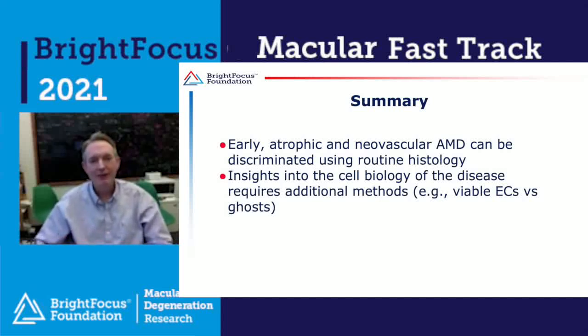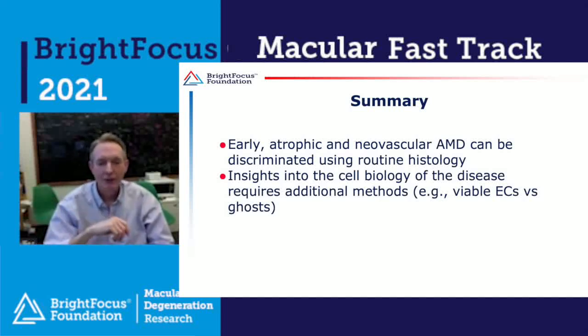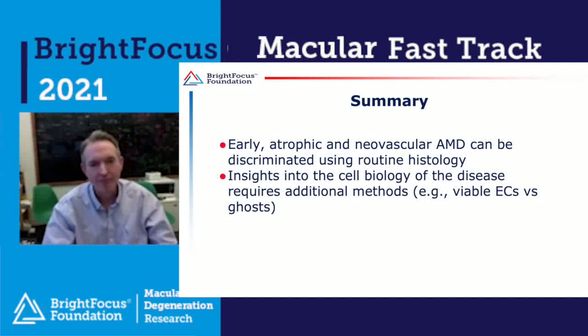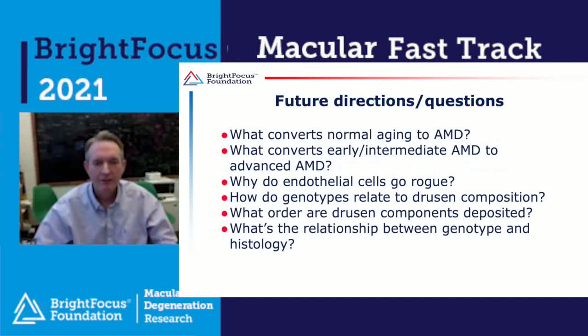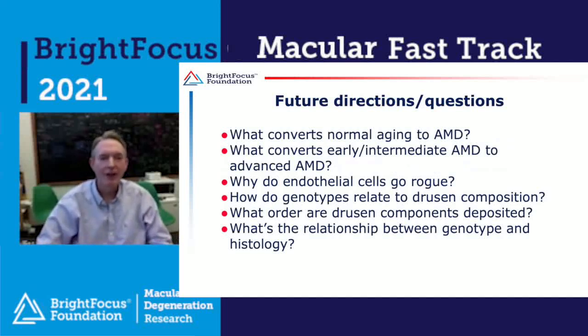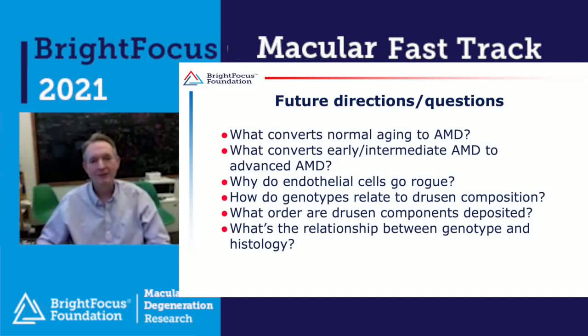And to really have a complete insight about the cell biology of these diseases, where we're quantifying things, requires additional methods like comparing viable endothelial cells with ghost vessels. So for future directions, there are a lot of things that one could think of. You can probably think of better questions here than I can. Certainly, what converts normal aging to AMD?